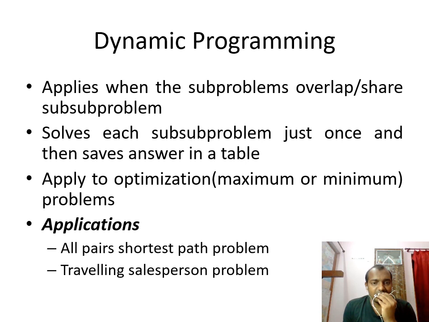This approach is applied to optimization problems, when we need to calculate the maximum or minimum of the given problem. There are several applications of the dynamic programming paradigm. Famous problems are the all pair shortest path problem, the traveling salesperson problem, and matrix chain multiplication. There are so many problems which we can solve using the dynamic programming paradigm.